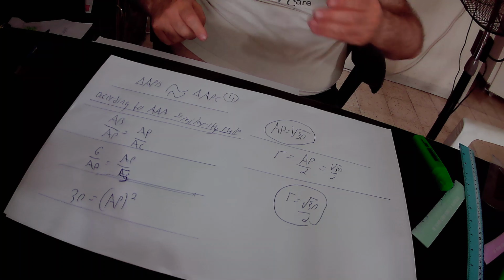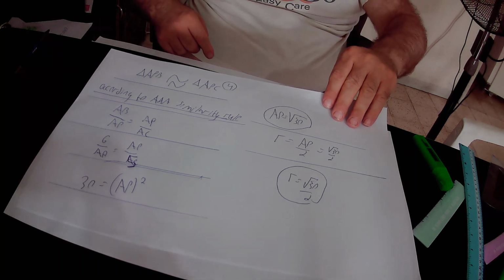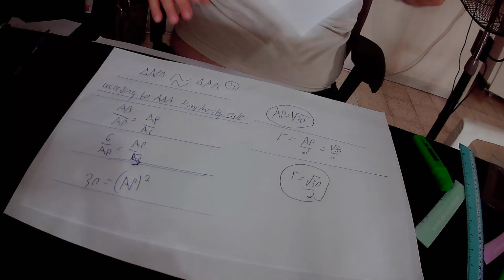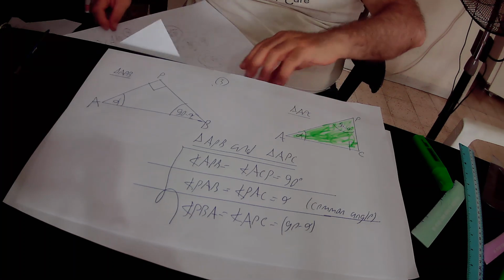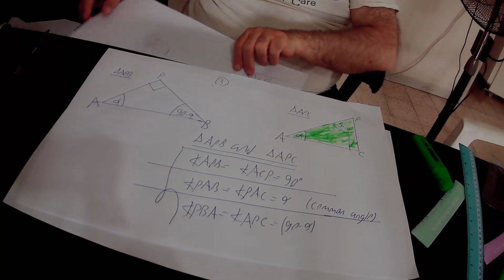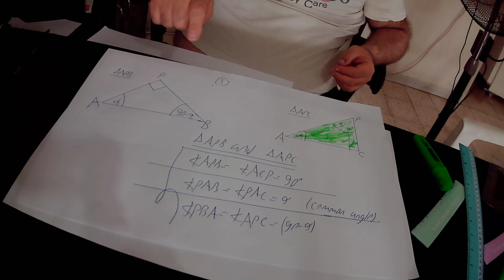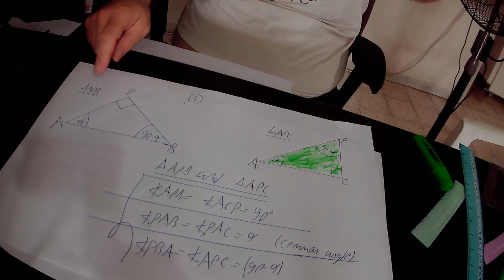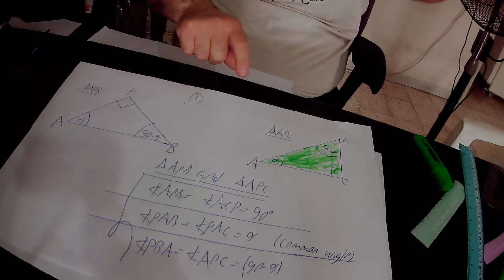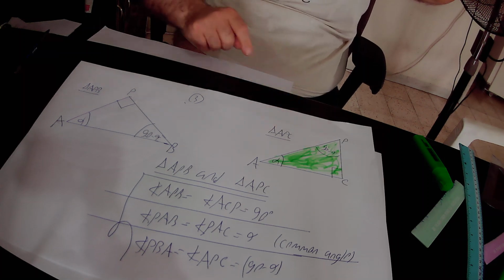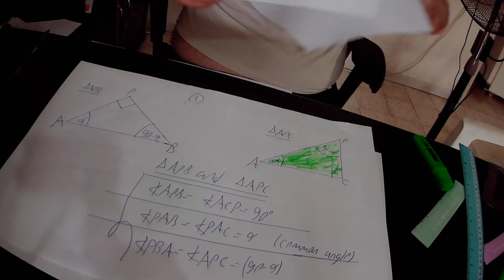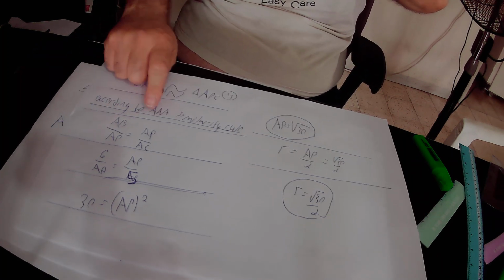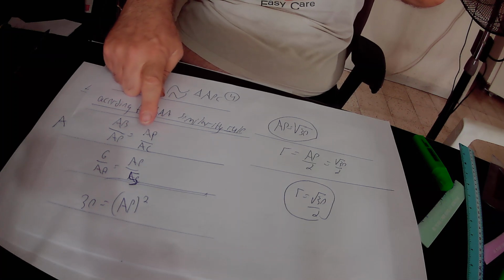And from the fact that the two right triangles are similar to each other, we derive that the following relationship exists between their sides. We derive that side AB in the right triangle, or side AP in the green triangle, equals side AP in the right triangle, or side AC in the green triangle.